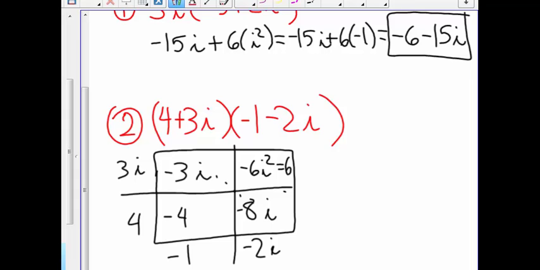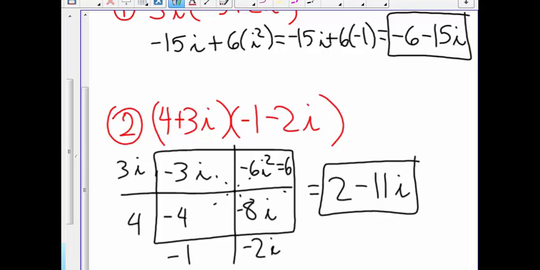Now we can just combine our like terms, which are in the diagonals. So we end up with 6 minus 4 is 2. And then -3i minus 8i is -11i.